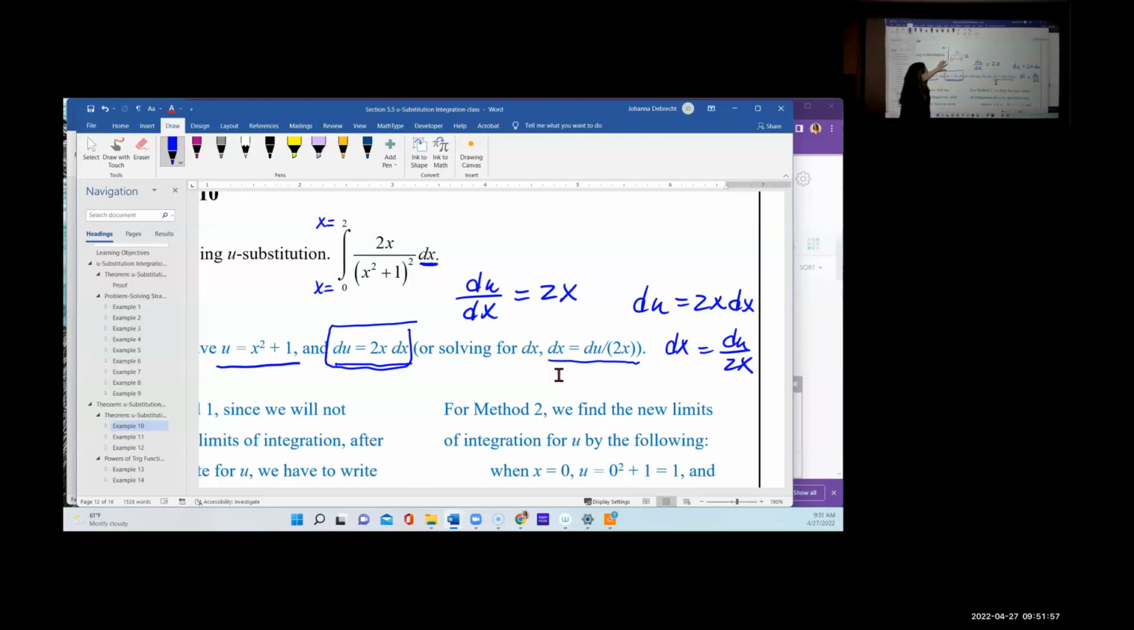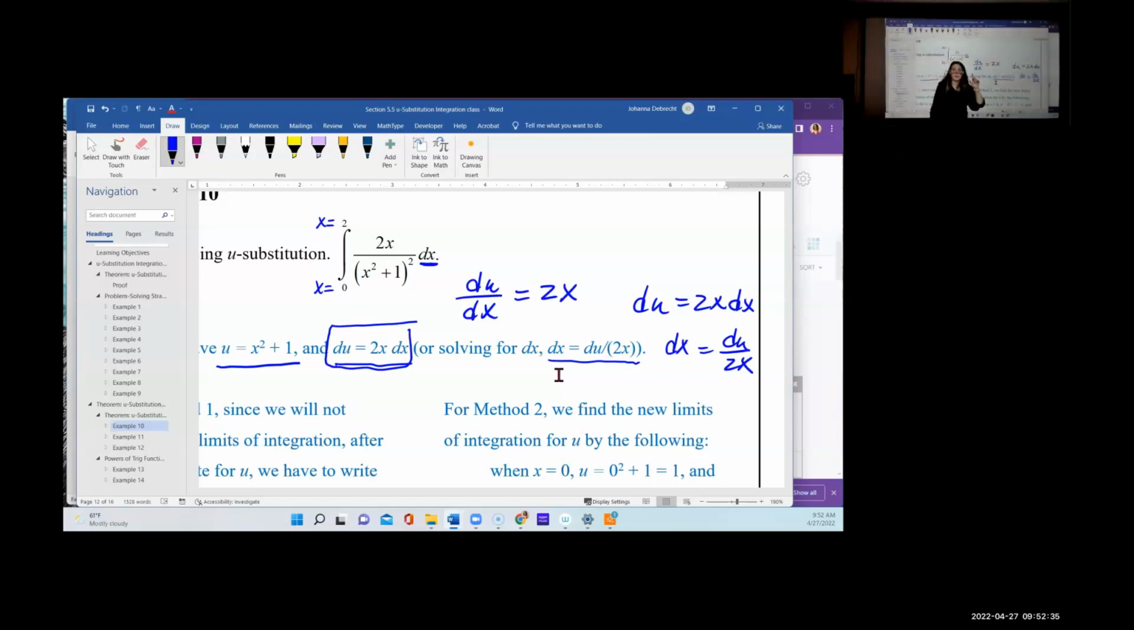So we're starting with the integral from x equals 0 to x equals 2 of 2x over (x squared plus 1) quantity squared dx. We choose u to be x squared plus 1. We compute du, which is 2x dx, or you can solve for dx, du over 2x, whichever way you prefer to do it. 2x dx is a part of the numerator, so we can immediately substitute du in place of this 2x dx, and then we substitute u in place of the x squared plus 1.